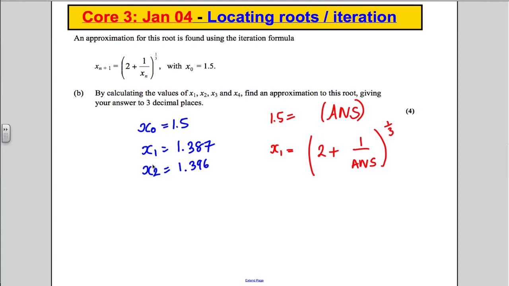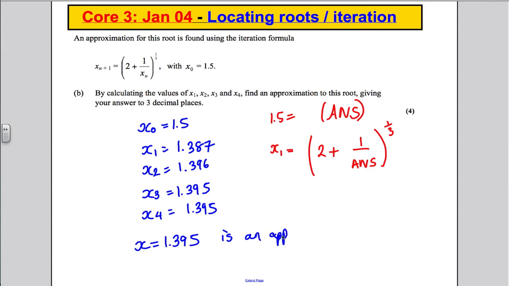x2, pressing equals again, is 1.396 to 3 dp. x3 is 1.395 to 3 dp, and x4 is 1.395 to 3 dp. The 3 decimal places aren't changing here, so x equals 1.395 is an approximation. Now you're not asked to prove this is the solution, where you would go either side of this value. You're just asked to find a solution, so that's how we found it.